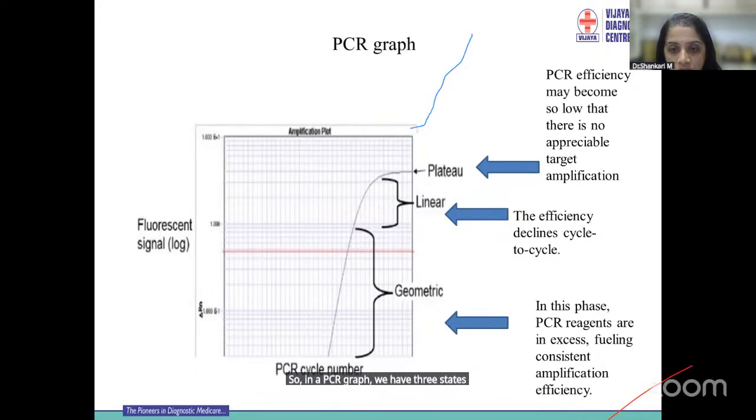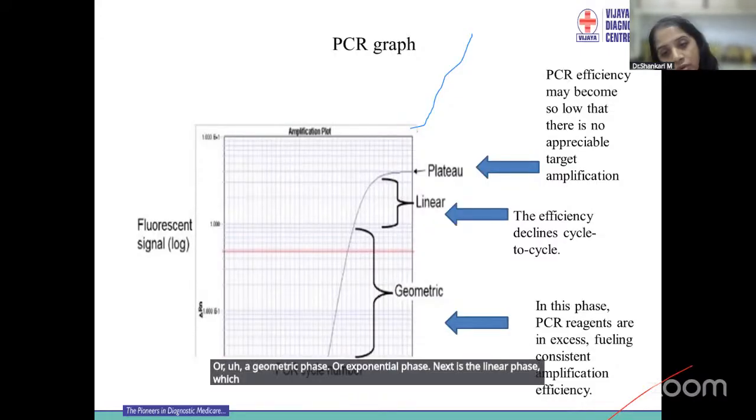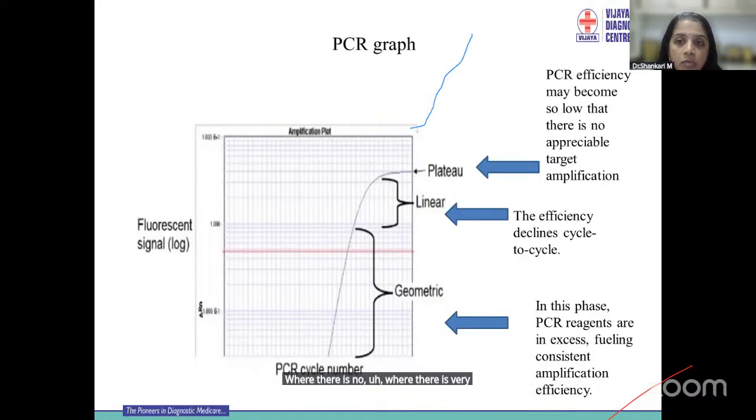So in a PCR graph, we have three stages. One is the geometric or exponential phase. Next is the linear phase, which declines from cycle to cycle. Then the plateau phase, where there is very little appreciable target amplification. Ideally, this is a sigmoid-shaped graph.